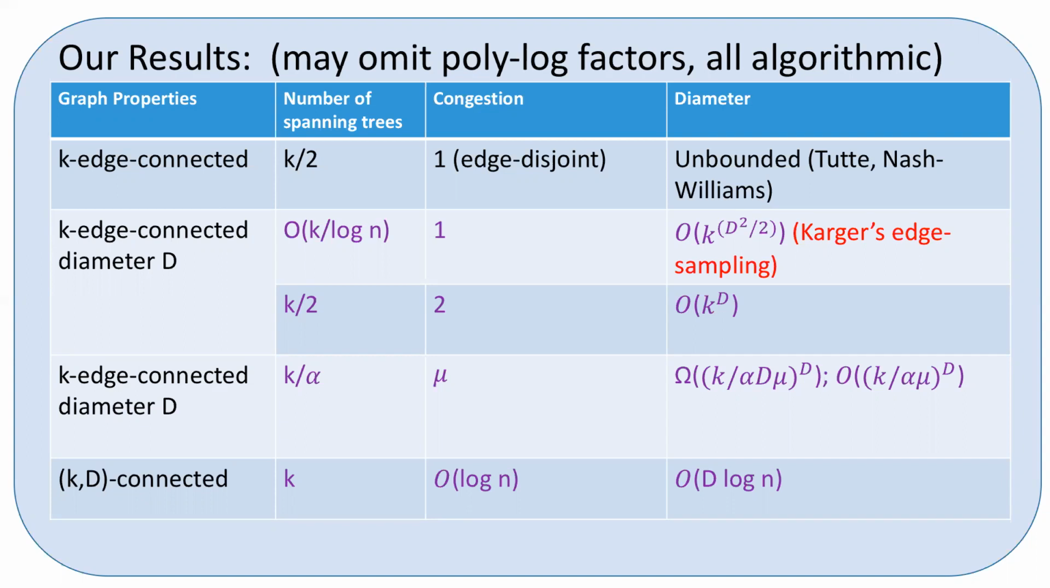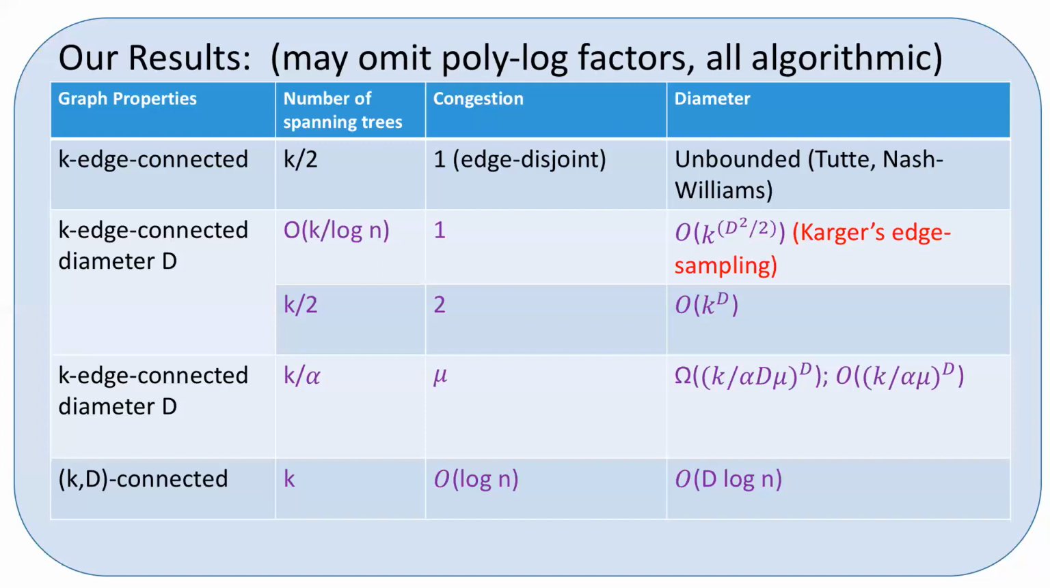So in this case, from the second result, we can immediately obtain an upper bound of O of k over alpha mu to the d, by first obtaining k over alpha mu spanning trees of congestion 2, and by directly duplicating each tree mu over 2 times, we get k over alpha spanning trees of congestion mu in total. So this lower bound basically says that when the diameter is small, we cannot do much better than scaling the congestion 2 case.